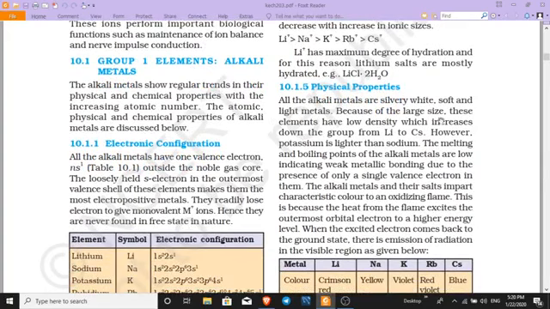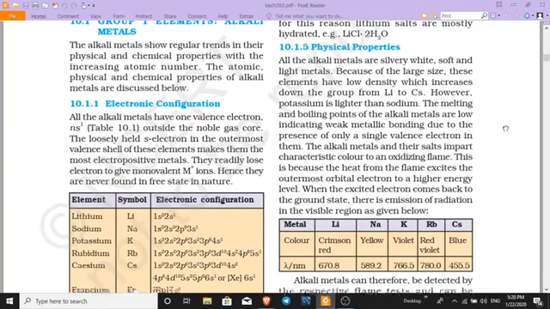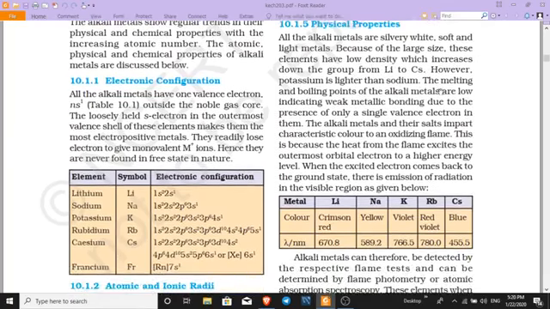All the alkali metals are silvery white, soft and light metals. Because of larger size, these elements have low density, which increases down the group from lithium to cesium. However, potassium is lighter than sodium. The melting and boiling points of alkali metals are low, indicating weak metallic bonding due to the presence of only a single valence electron in them.